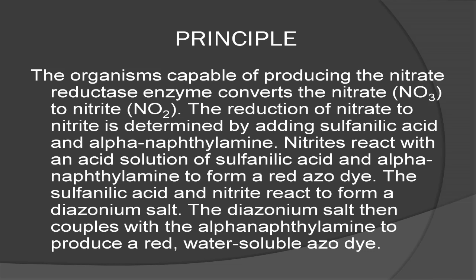The reduction of nitrate to nitrite is determined by adding sulfanilic acid and alpha-naphthylamine. Nitrites react with an acid solution of sulfanilic acid and alpha-naphthylamine to form a red azo dye. The sulfanilic acid and nitrite react to form a diazonium salt. The diazonium salt then couples with the alpha-naphthylamine to produce a red water-soluble azo dye.